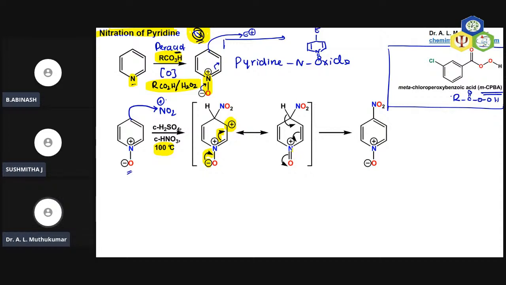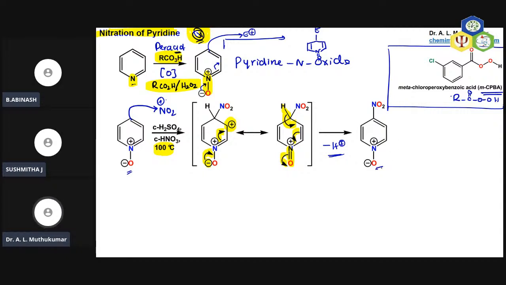So it will provide you the corresponding double bond formation. Now, the final step is that this hydrogen has to leave as H plus. So what is happening here? This C-H bonded electron will be shifting here, this will be coming here, and this will be moving here, and this electron will be moving over the oxygen atom, and it provides you the corresponding aromatized product. That is, the 4-nitropyridine N-oxide product will be formed.